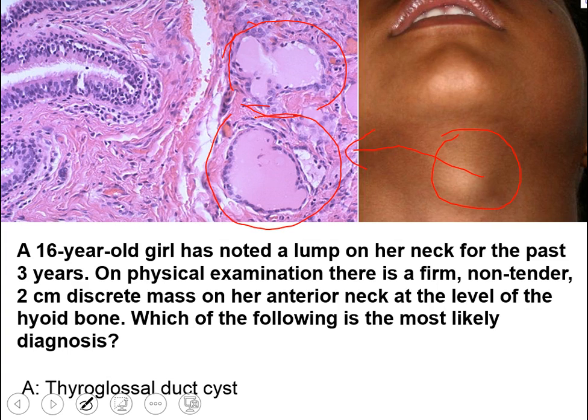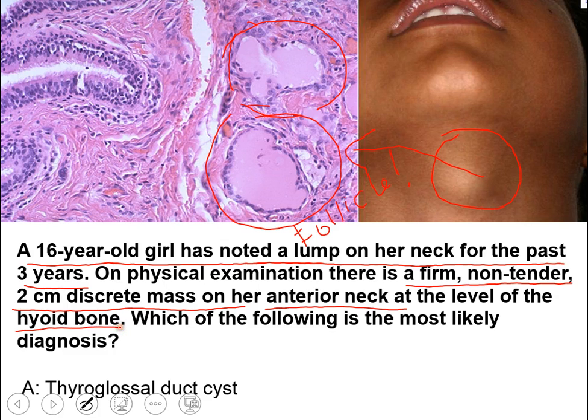So how will the concept of thyroglossal duct cyst be tested in clinical vignette form? Here is an example of a typical vignette on thyroglossal duct cyst. A 16-year-old girl has noted a lump on her neck for the past 3 years. On physical examination, there is a firm, non-tender, 2 centimeter discrete mass on her anterior neck at the level of the hyoid bone. Which of the following is the most likely diagnosis? Right, so thyroglossal duct cyst.